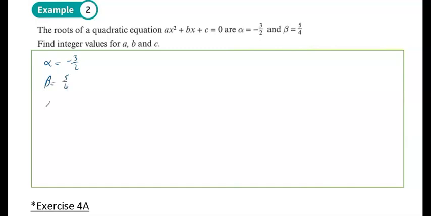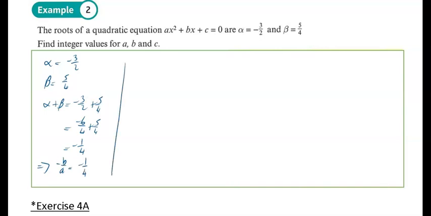So first of all, let's work out what alpha plus beta is going to be. It's minus 3 over 2 plus 5 over 4. So that's just going to be minus 6 over 4 plus 5 over 4. So it's going to be minus 1/4 for my alpha plus beta, which tells me, remember, alpha plus beta is equal to minus b over a. So minus b over a is equal to minus 1 over 4.